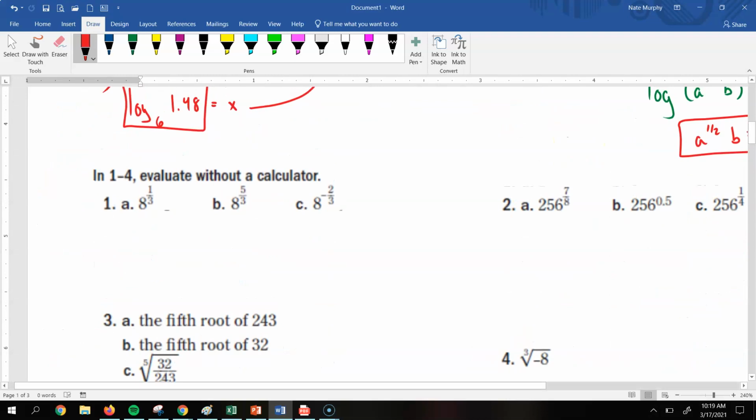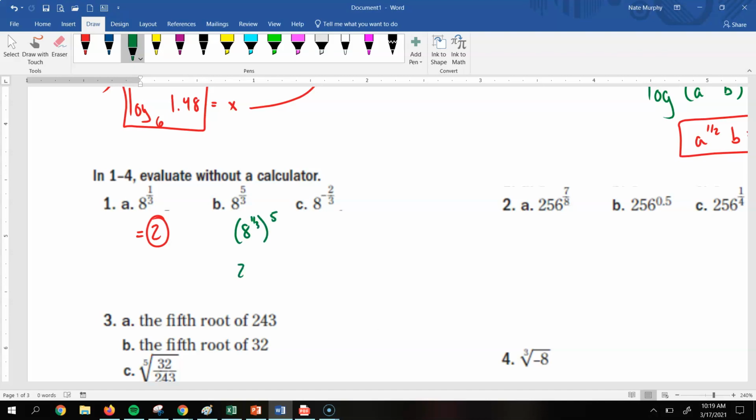All right, so these we would simplify without a calculator. For this first one, 8 to the 1/3 power means what times itself, or what's the third root of 8? What times itself 3 times would give us 8? Well, that would just be 2. For part B, we're going to break this up into the third root of 8 to the 5th power. We just found the third root of 8 to be 2, and 2 to the 5th power would be 32.